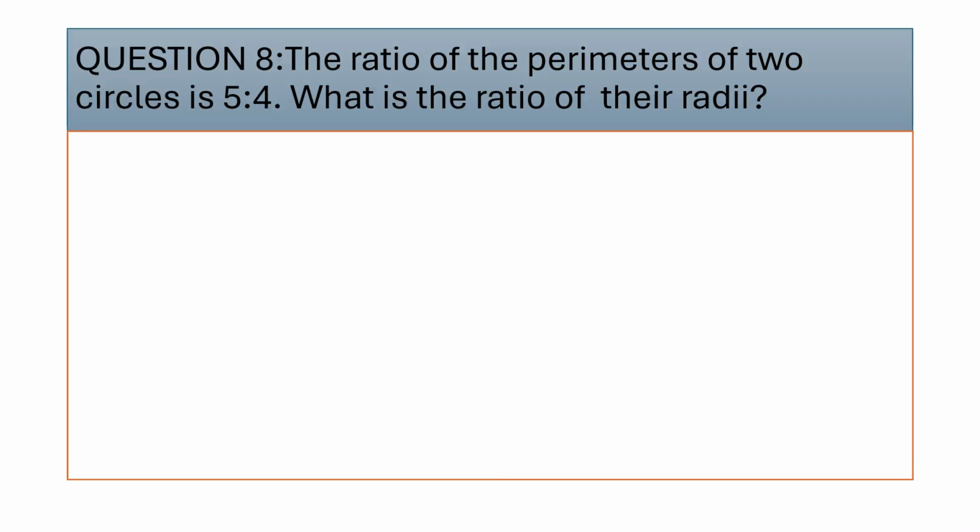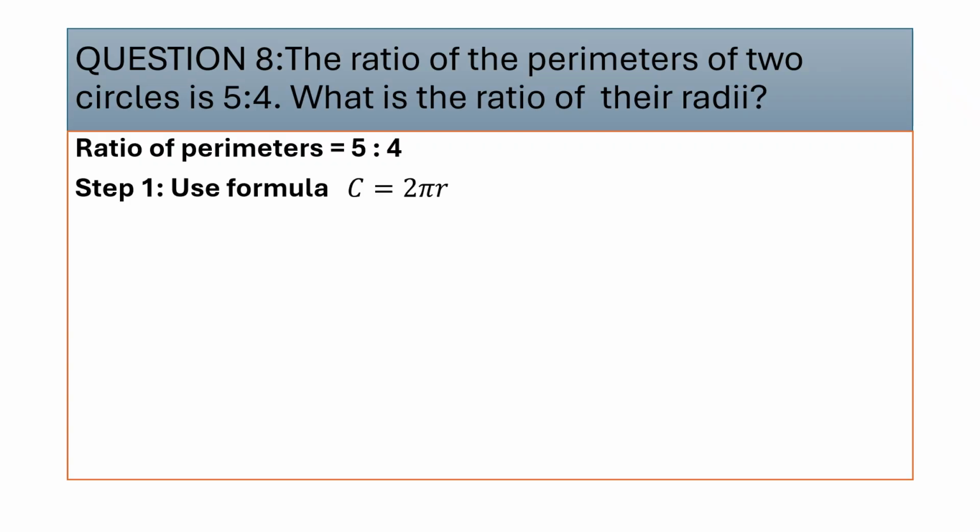Question number 8. The ratio of the perimeters of two circles is 5:4. What is the ratio of their radii? Now, ratio of perimeter is already given, that is 5:4. Which formula, children, now you have to use? I hope till now it is clear to you. The formula, circumference of circle, which is 2 pi r. So, basically, here we find that it is proportional to radius.